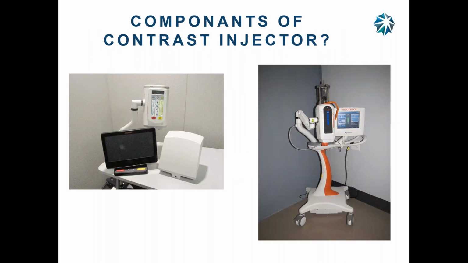Okay, let's talk about components of an injector. All injectors are going to have three major components. You can have display, user interface, injector head, and some type of control module. This is the Stellant. Here's the Mark 7. Here's the injector head. Here's the user interface display. Where's the control module at? Right underneath it there. That's a real nice injector, I will say that much. The Mark 7 is a really nice injector.